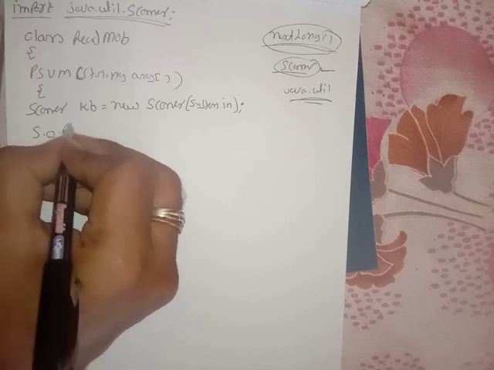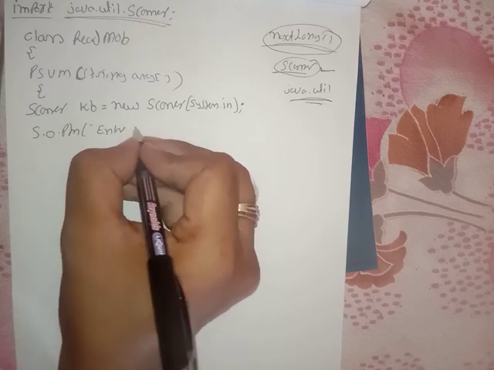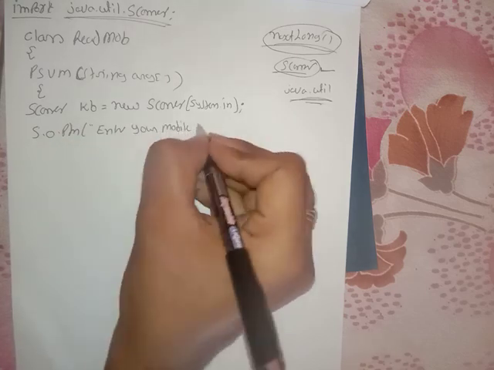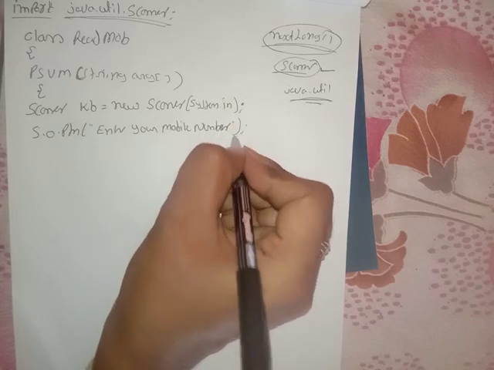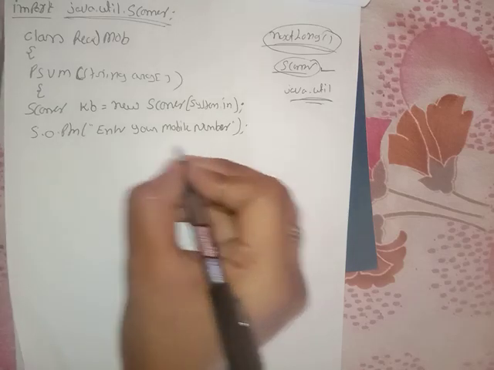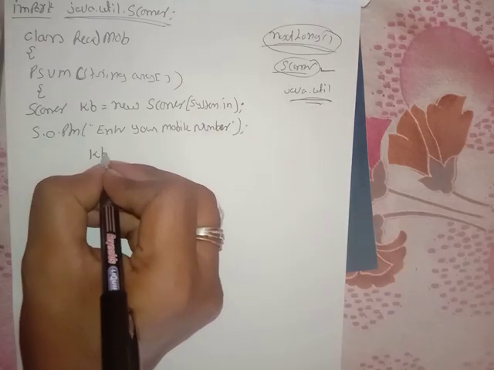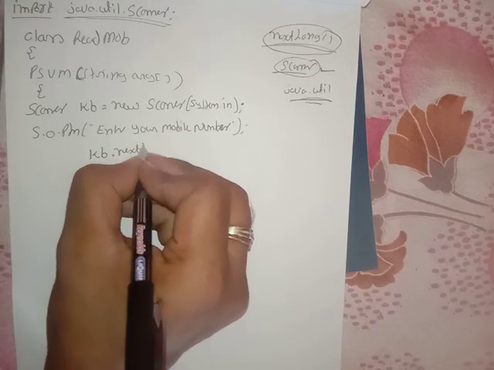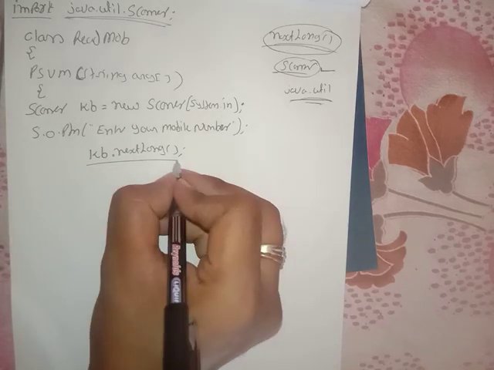Then you should ask the user, println, enter your mobile number. Okay, after displaying, to read use the reference. What is the reference? KB. Which method? The nextLong method, kb.nextLong(). Okay, it reads.